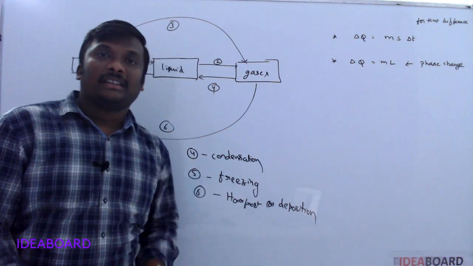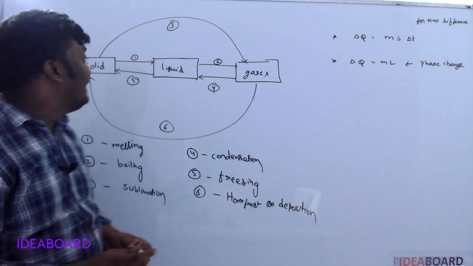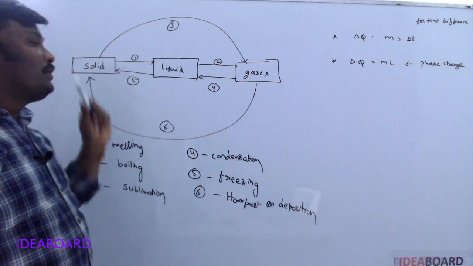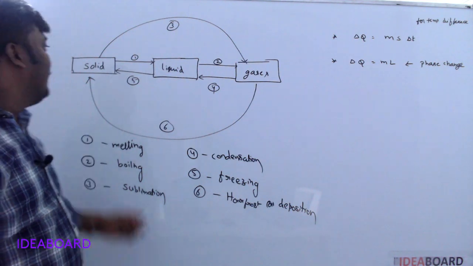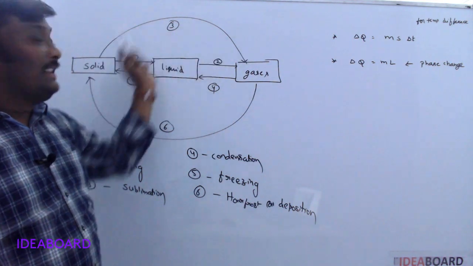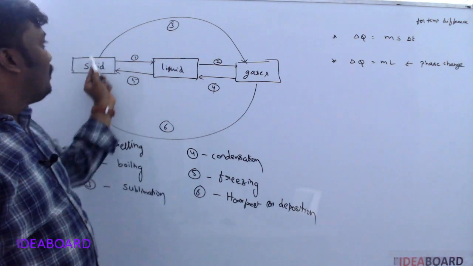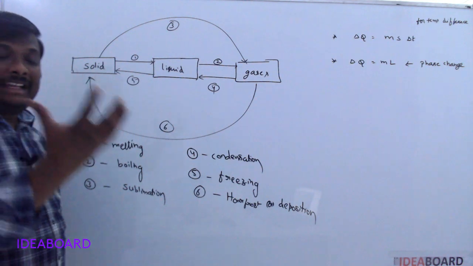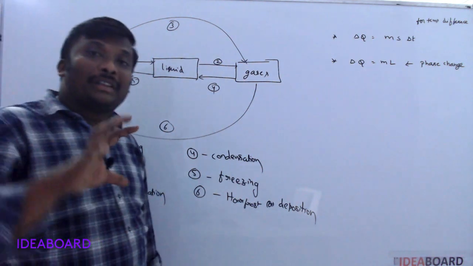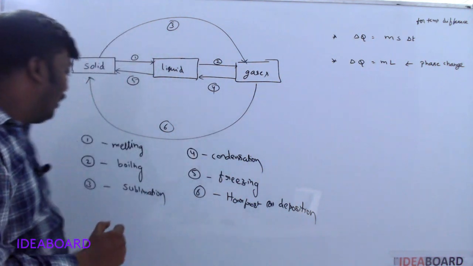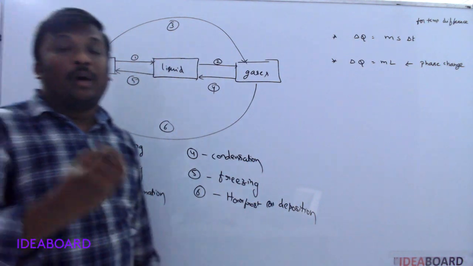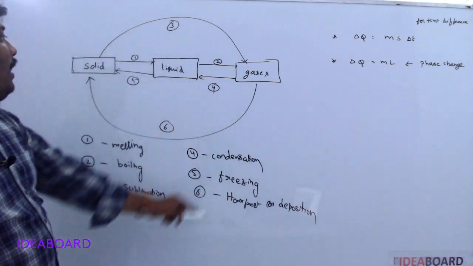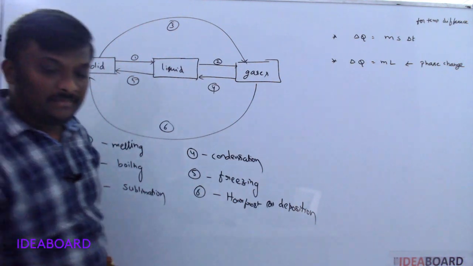So in numericals, if they say freezing, what is the meaning of freezing? Liquid is converted into solid. If they say solid to gas, that is nothing but sublimation. Understand? If I take some liquid and it is converted to gas, it is called boiling. The water is boiled. So keep all these points in your brain.